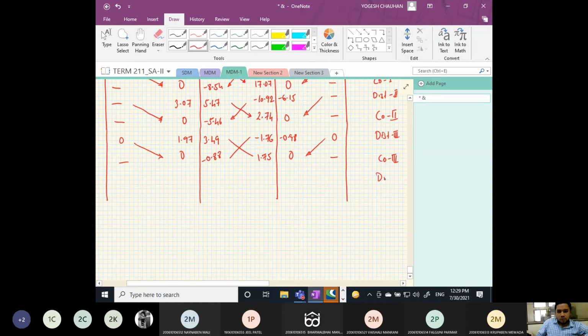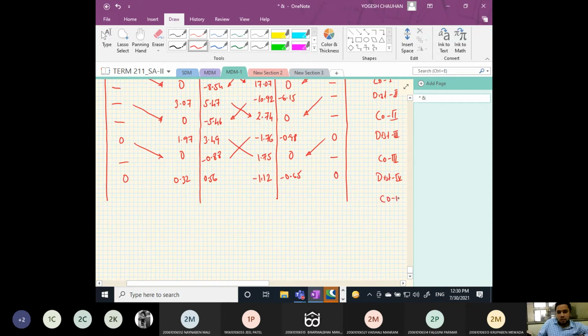So next distribution, because we still have an unbalanced moment of 0.88 and 1.75. Further distribution will give you 0.32, 0.56, minus 1.12, minus 0.65, 0, 0.